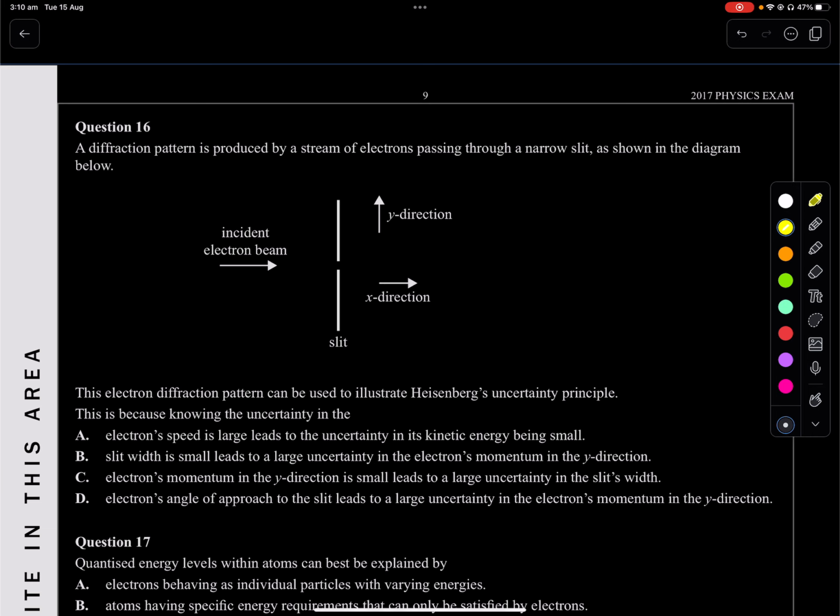A diffraction pattern is produced by a stream of electrons passing through a narrow slit, as shown in the diagram below. Okay, we can see this narrow slit over here.